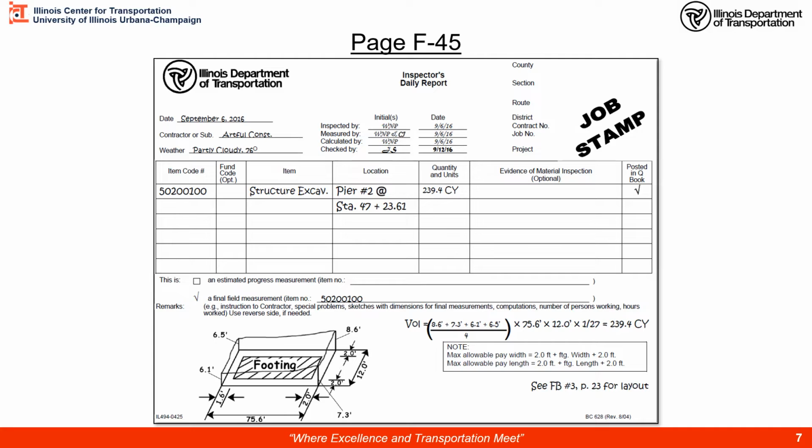And then we determine the footprint of our pay area. Notice that we're within 2 feet here and 1.6 feet here. So that's exactly what we can pay for, to 75.6 feet. Width-wise, we went 2 feet and 2 feet beyond the excavation. We can pay for that as per specification. So that's 12 feet. So those two dimensions, and then divide by 27 cubic feet per cubic yard, gives you the 239.4 cubic yards.